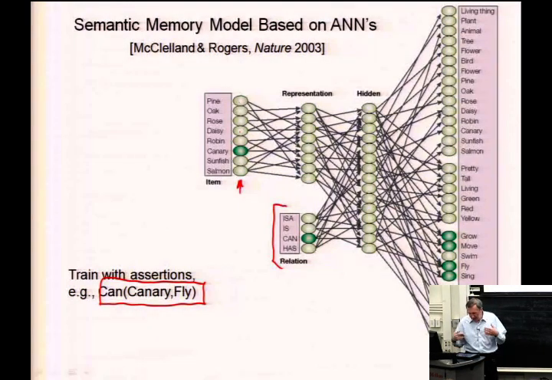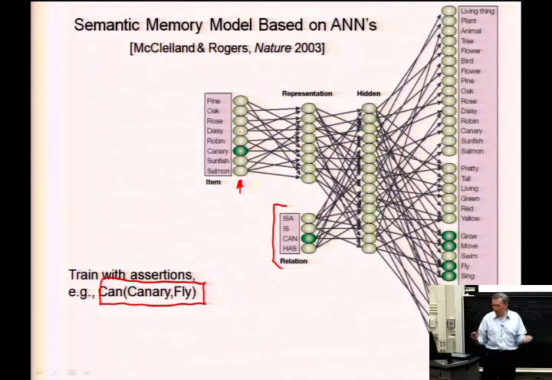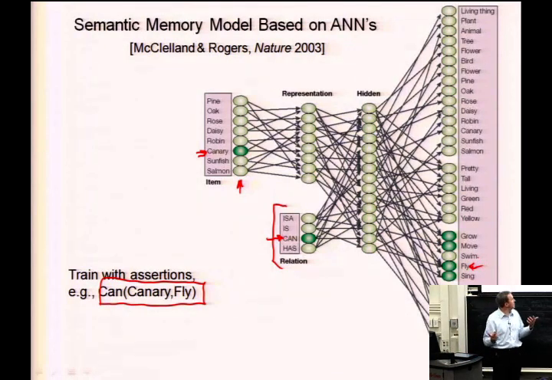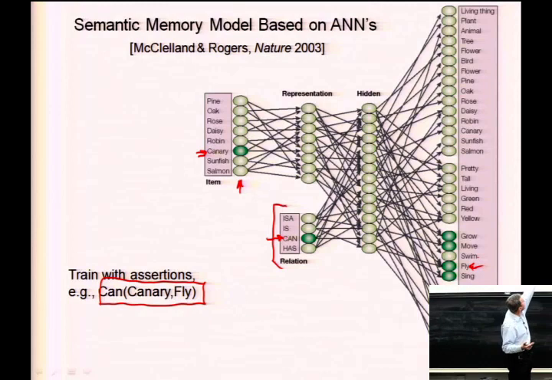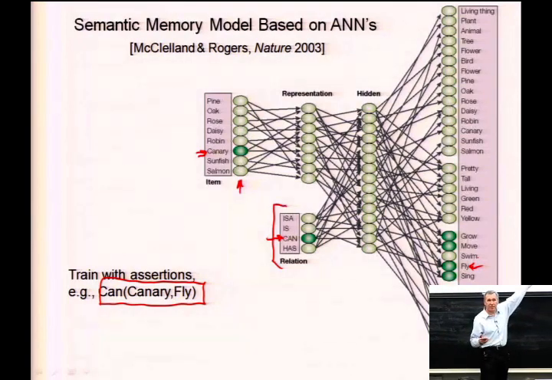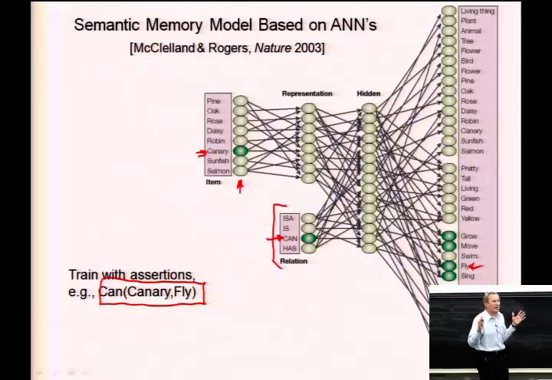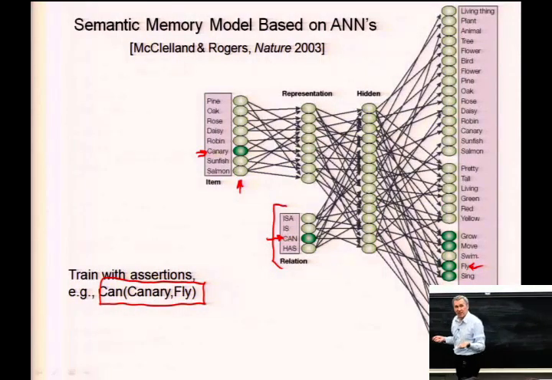So if we want to represent the training example that canaries can fly, the way we do it with this network is we make canary here a 1, and we make the relation can a 1, and then on the output side, we say, well, canaries can fly, so we'll make fly a 1. Canaries can also do other things like sing and move and grow, so we make those 1s too. So one thing I like about this example is it kind of stretches your thinking a little bit about what we can do with these propositional representations that neural networks use.